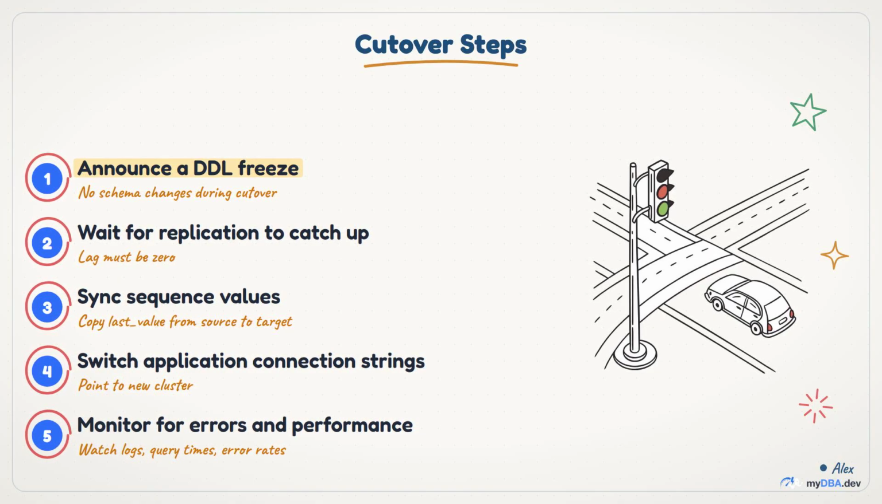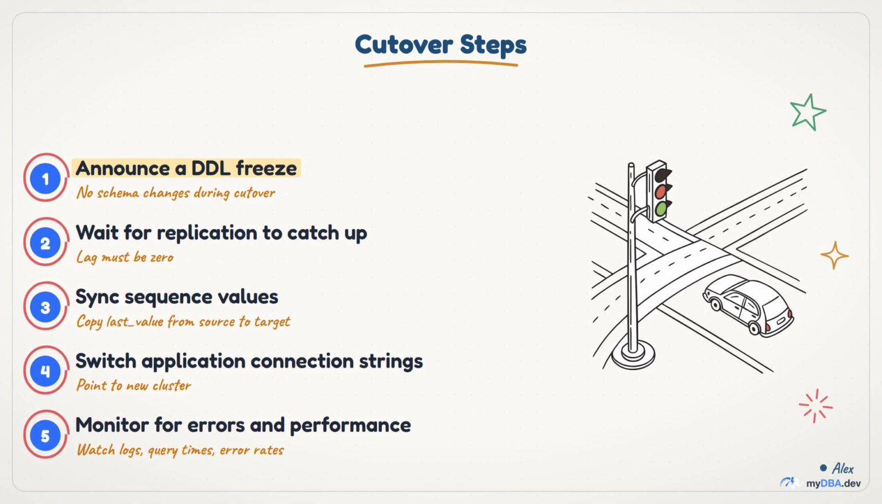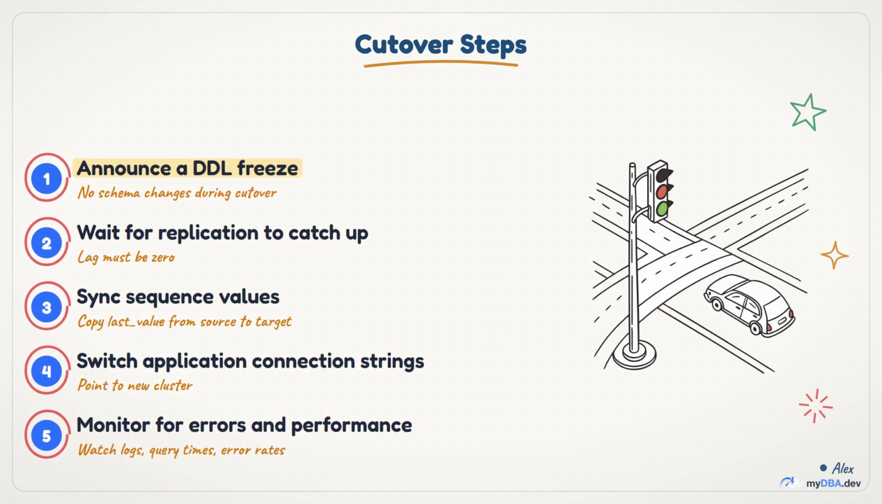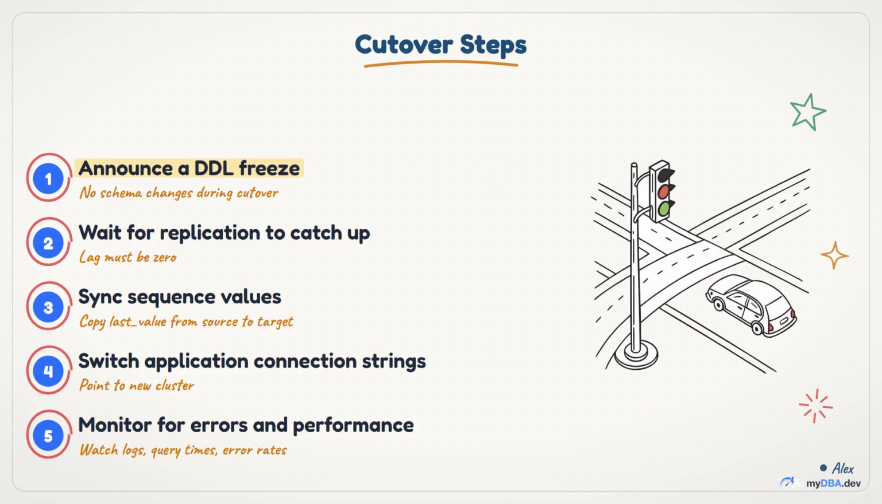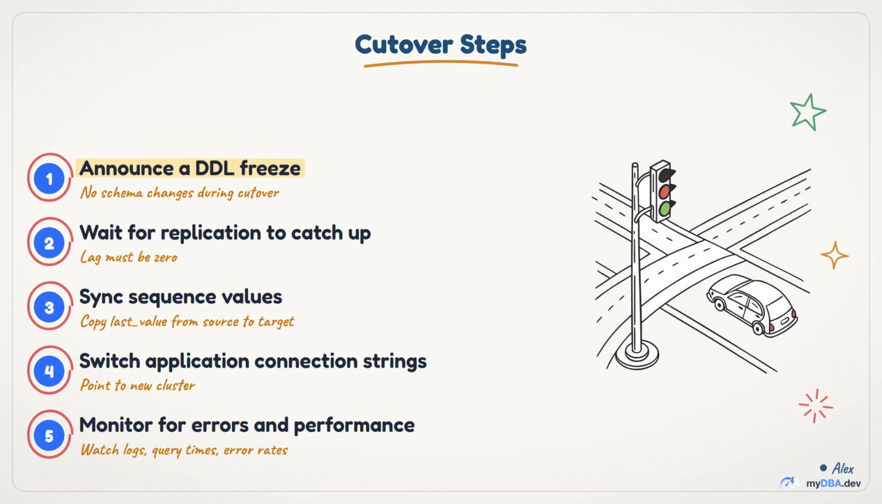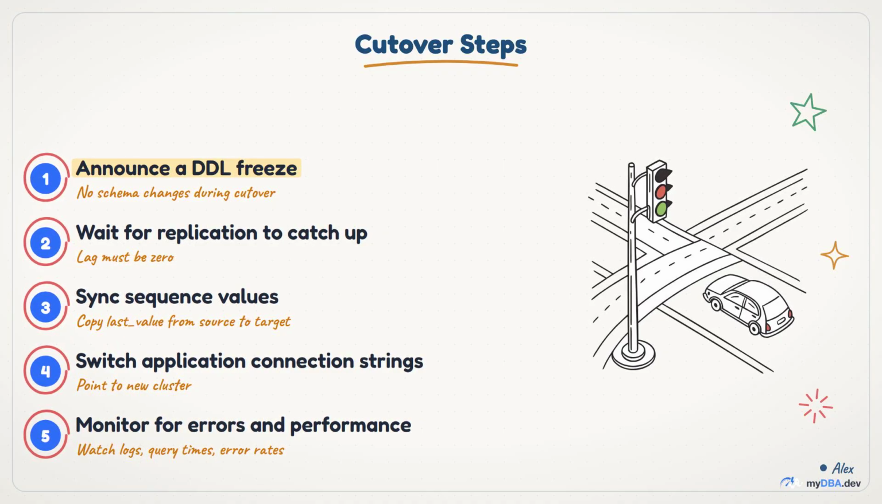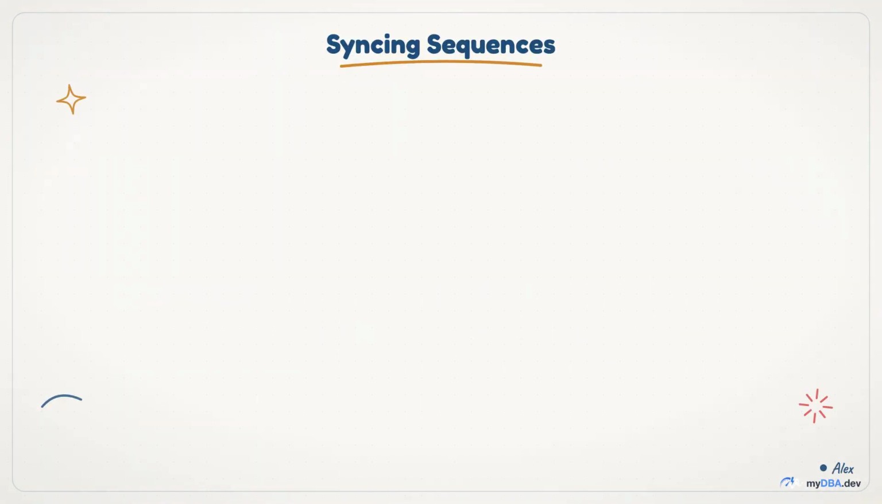You query the source for each sequence's last value, then on the target you run setval to set it to that same value or higher. Do this right before switching connection strings so the window is tiny. Then you update your application config or DNS to point to the new cluster and immediately start monitoring error rates and query performance. Here's the sequence sync in action.